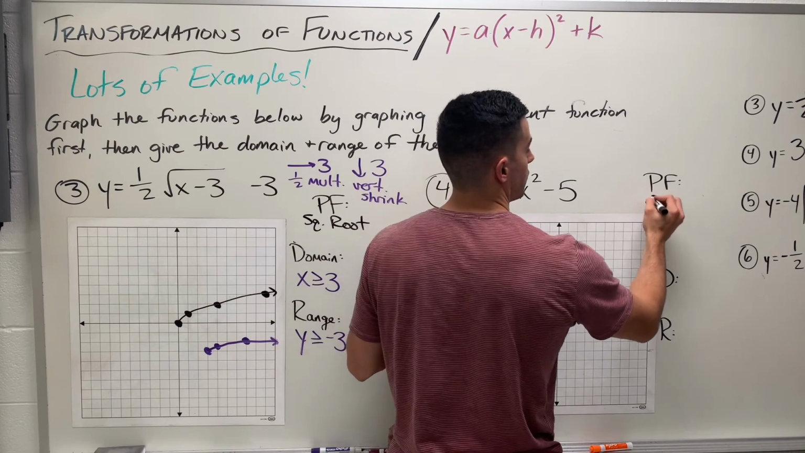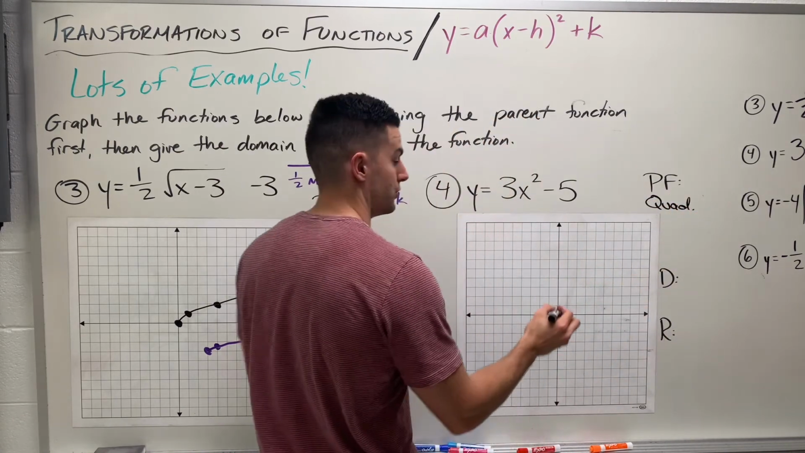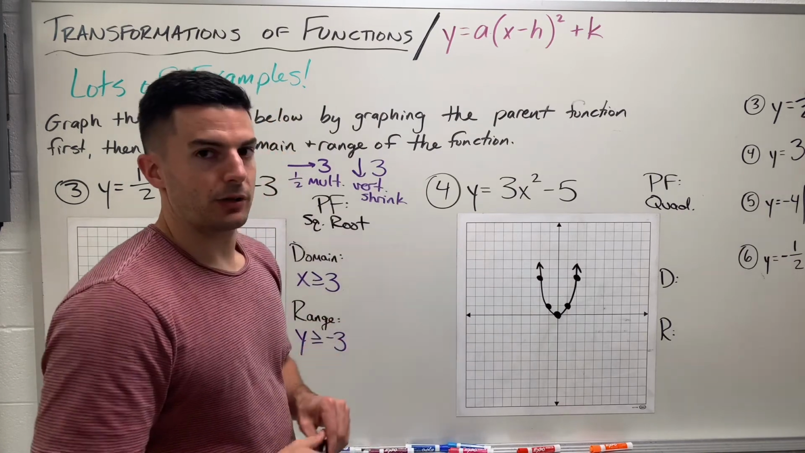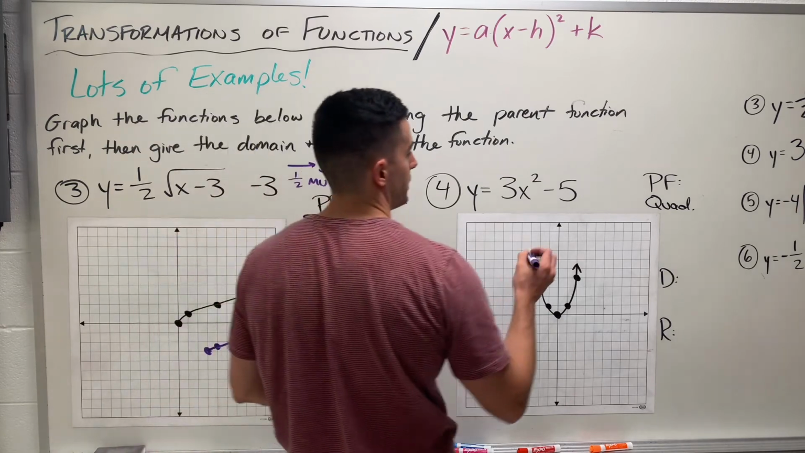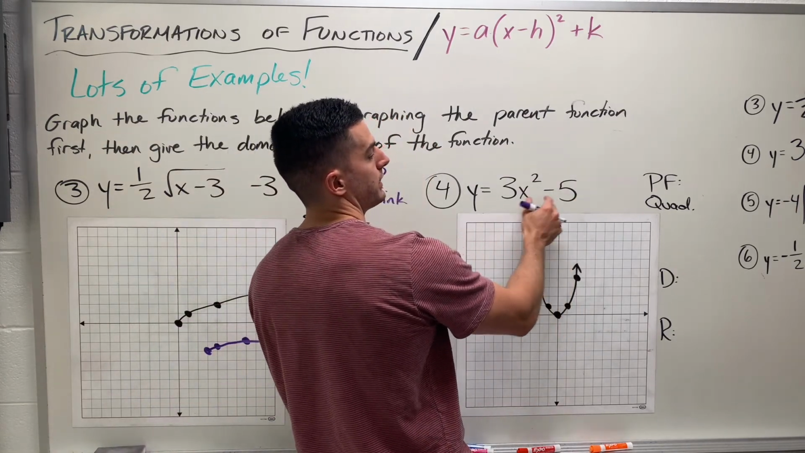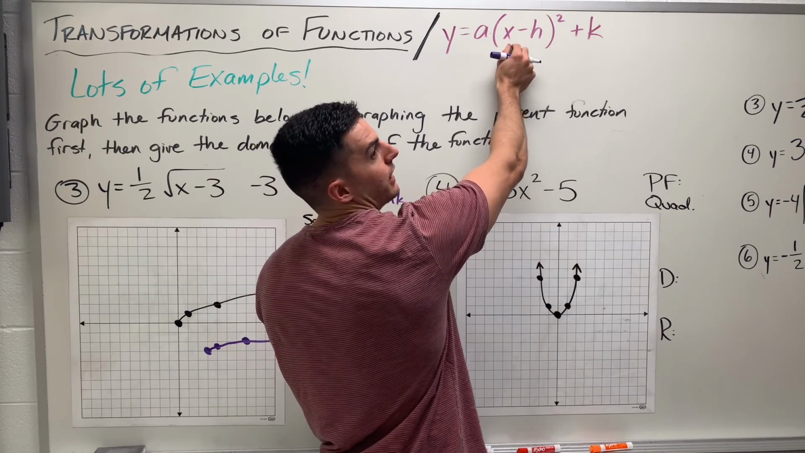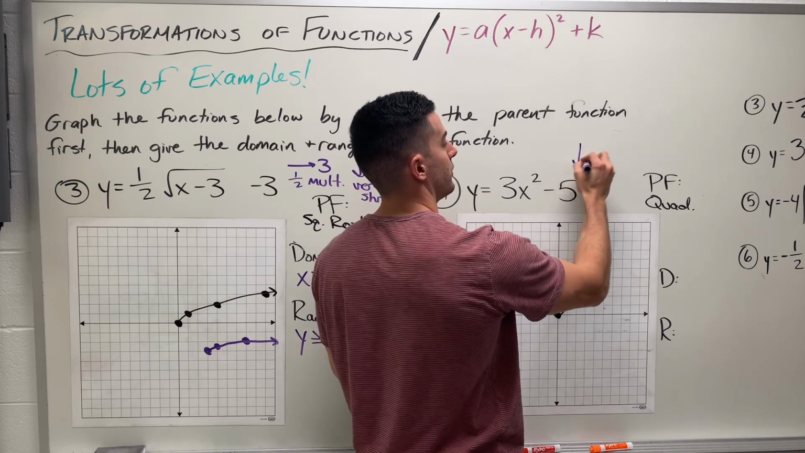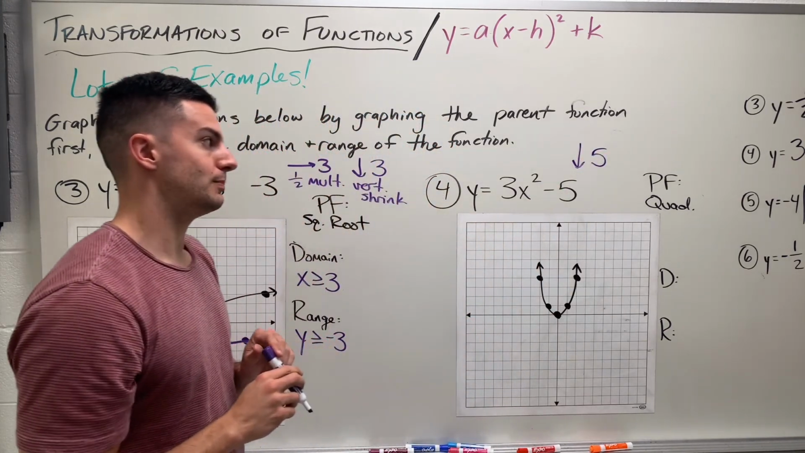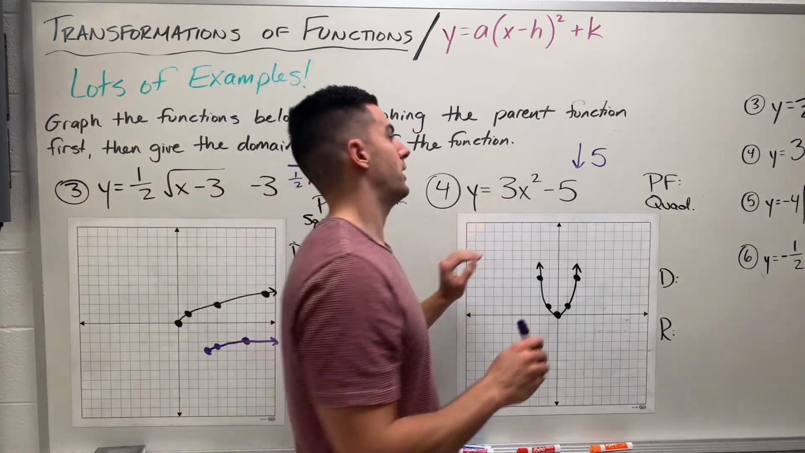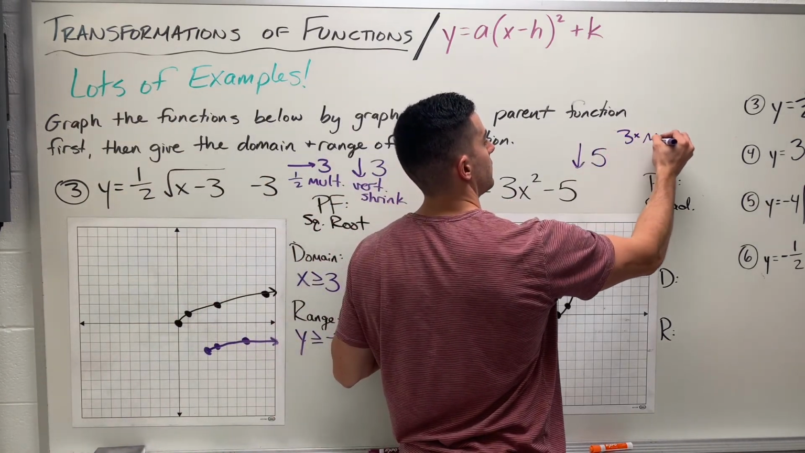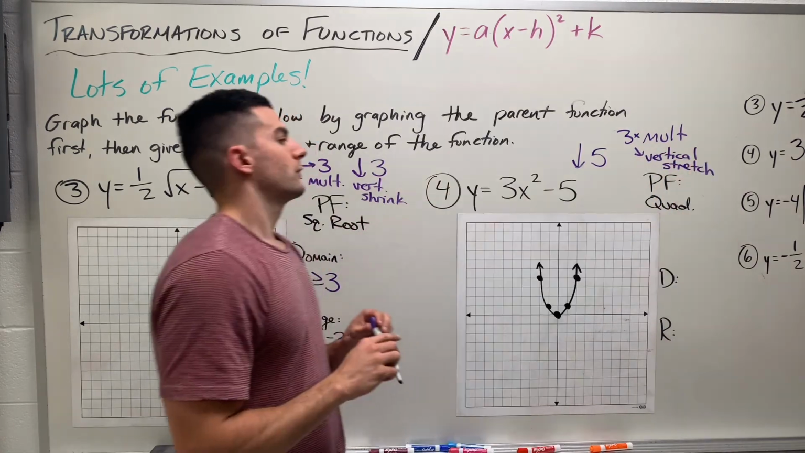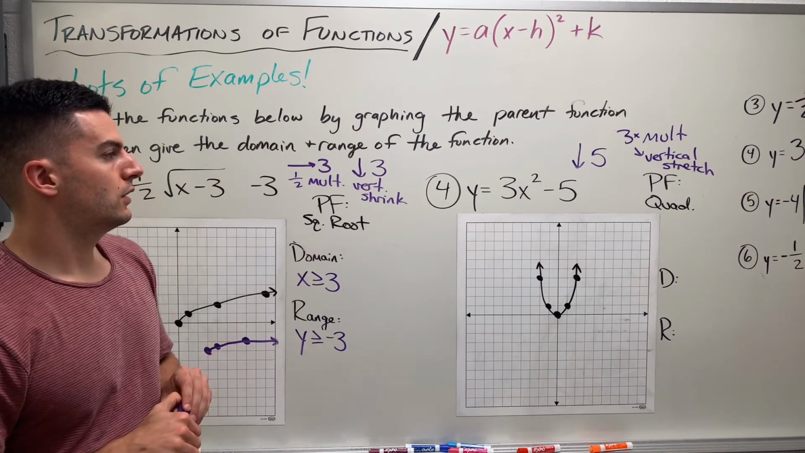But parent function first, this is a quadratic. Okay, so I draw that like so. And then I look at my equation and I determine my transformations. So transformations, I've got 2 of them. This -5, again, it's next to the x, but it's not in a group with it. It's not in parentheses with it. So it's not an h value, it's a k value, which means that's a vertical shift of down 5, okay? And then this 3 right here is a 3 times multiplier, which means it is a vertical stretch.